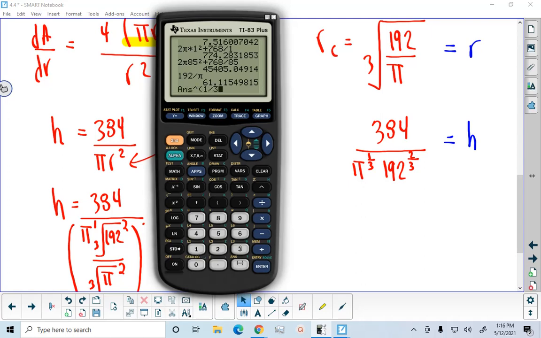I don't generally use the cube root function. I just say raised to the 3rd. This is what I'm getting for the radius of our can. And if you were to take a look at the height, I have to take 384. I have to divide it by pi. And I also have to divide by the radius squared.